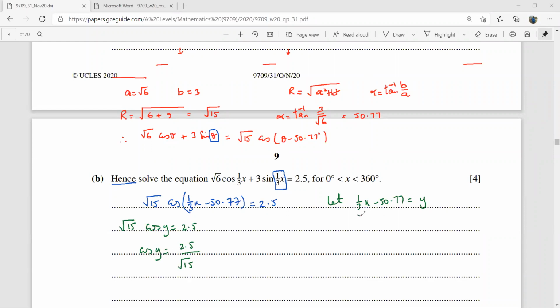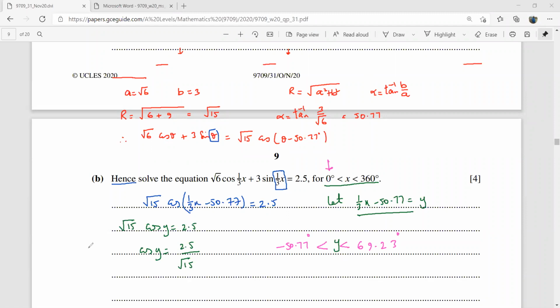We must state the limits, the domain of this y, because now our equation is in terms of y. So using this relation here and these given limits of x, we can write the limits for y. So this y is going to be, when you put the lower limit of x, which is 0, so 0 minus 50.77. And one third of 360 is 120 minus 50.77. Sorry, 69.23. Can you please check that, beta? 120 minus 50.77. Okay, it is 69.23. So our y has to be between these two limits here.